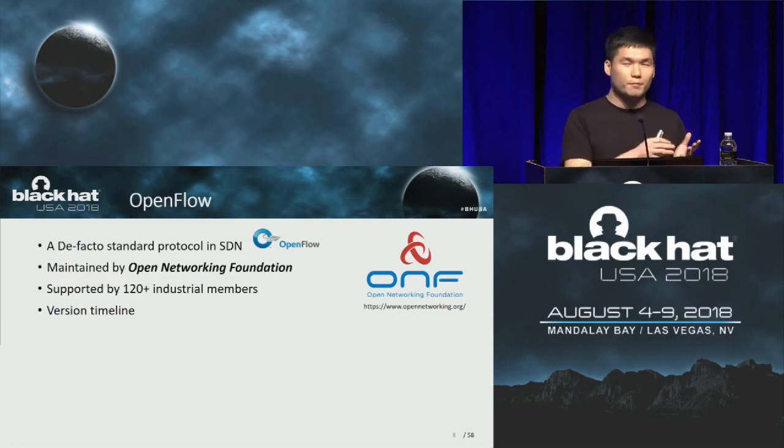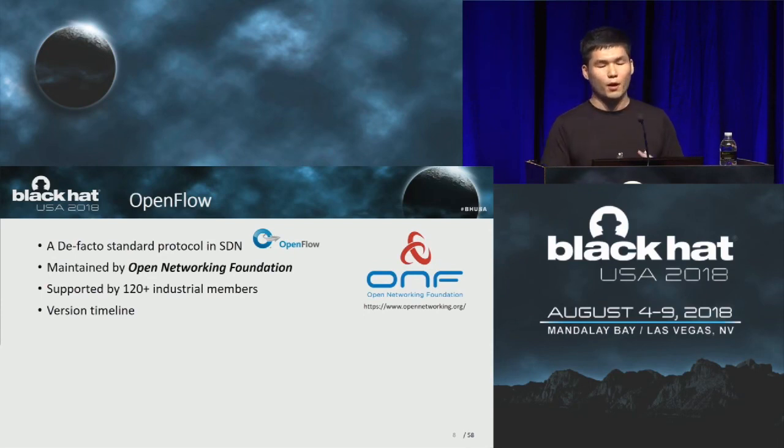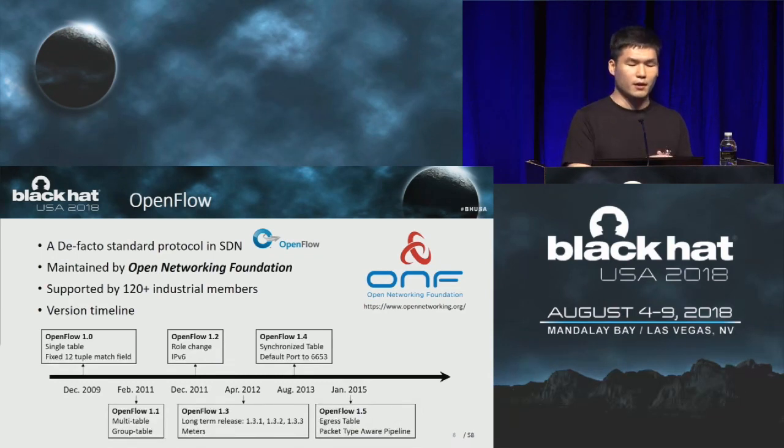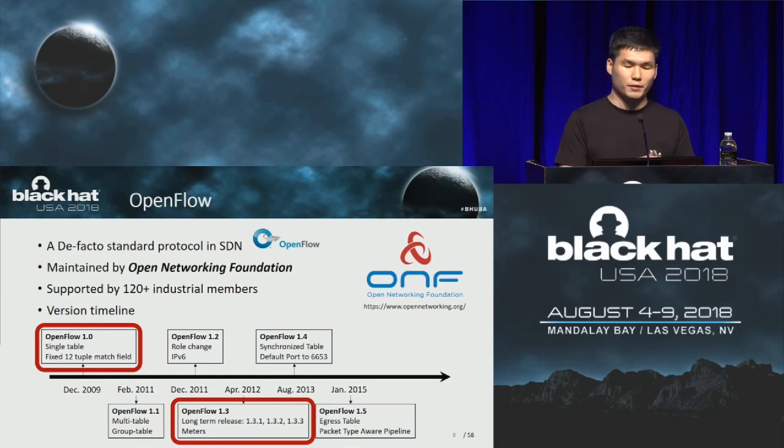As I mentioned before, the SDN controller and the switches communicate with each other using the OpenFlow protocol, which is currently maintained by the Open Networking Foundation, an organization dedicated to the standardization of SDN. OpenFlow is a de facto standard protocol in SDN. As you can see in this version timeline, the first release was in 2009, and the latest version is 1.5, which was released in 2015. Although the latest version is 1.5, in practice, most OpenFlow-enabled switch devices support two prevalent OpenFlow versions, 1.0 and 1.3.